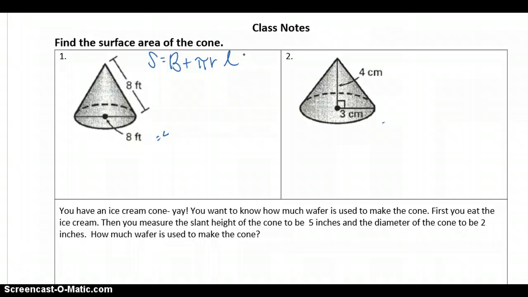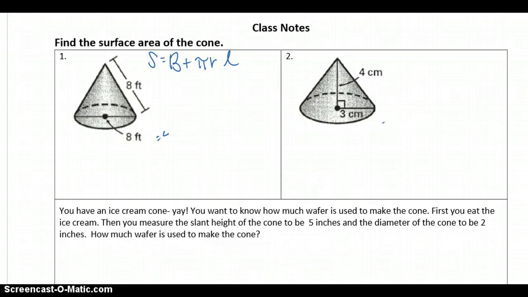Maybe the base. The area of the base, okay? In each of these shapes, capital B stands for the area of the base. R stands for the radius of my base. What does L stand for? The side length. Okay, the name of it is the slant height.